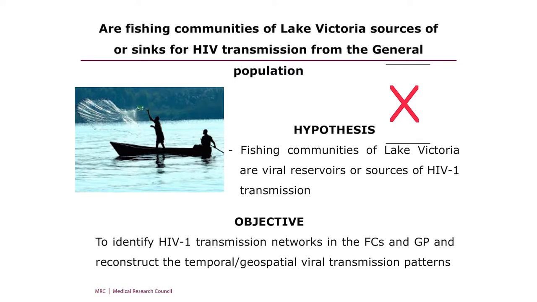So, in the fishing communities, first of all, we all know that it's a common saying that the fishing communities are driving the epidemic. But the question is, we don't have hard evidence to show whether these people are actually driving the epidemic. So we were thinking that these fishing communities were reservoirs of HIV transmissions. So we thought that these fishing communities are the ones who are spreading the virus. So we wanted to identify the transmission networks in these fishing communities and also in the general population to see whether there are linkages between these communities.